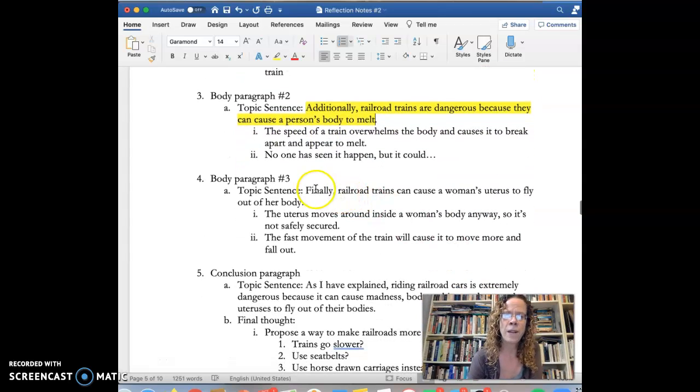Body paragraph 3. Finally, railroad trains can cause a woman's uterus to fly out of her body. This was during a period of time when people thought that a woman's uterus moved around in her body, and that wherever it moved, it would affect that part of the body. So people were worried that if the train moved really fast, it would fall out. I don't know, right? Okay.